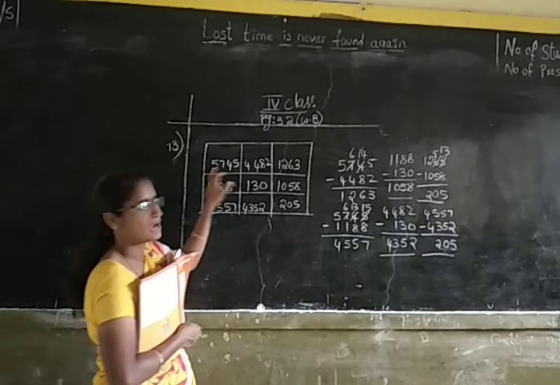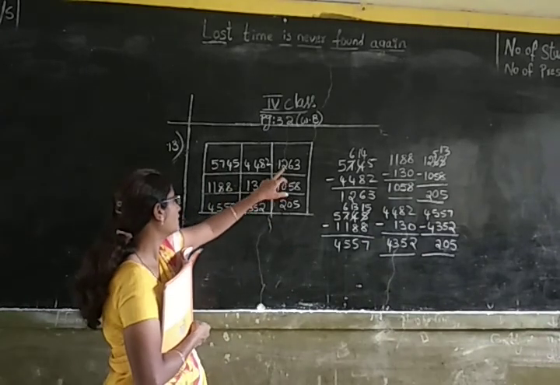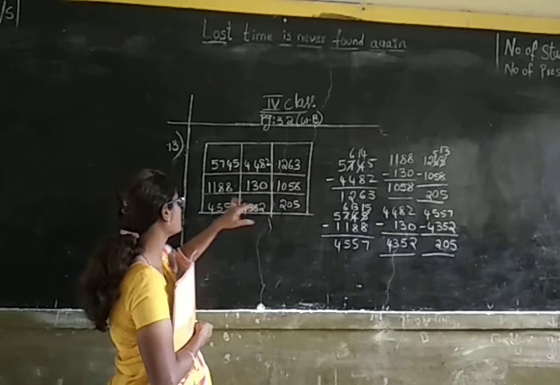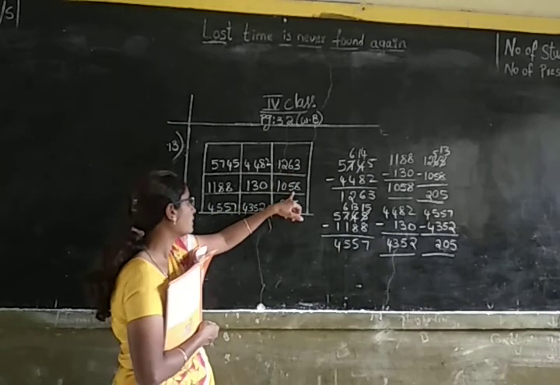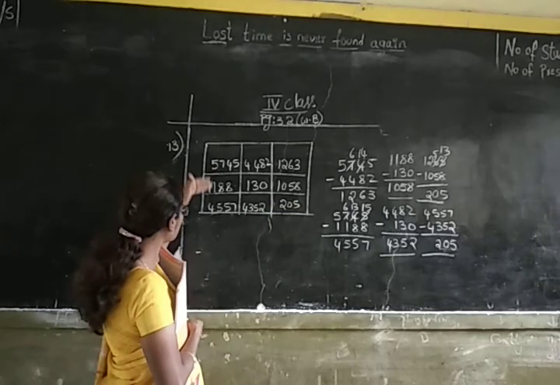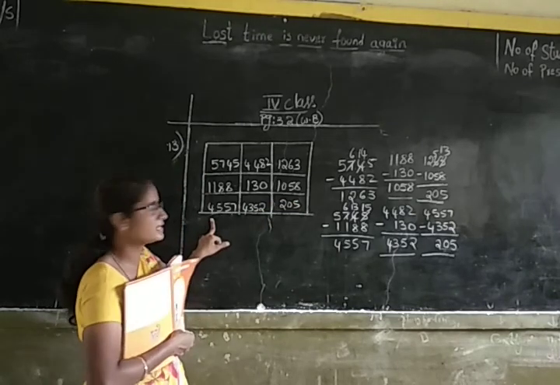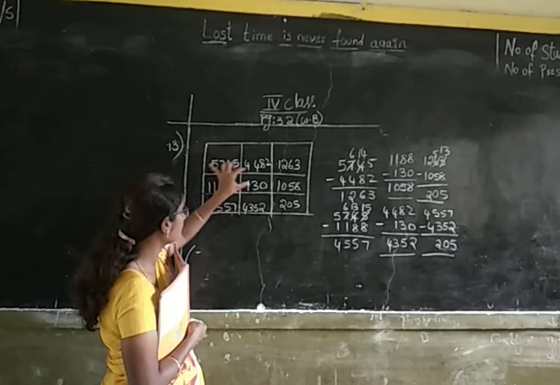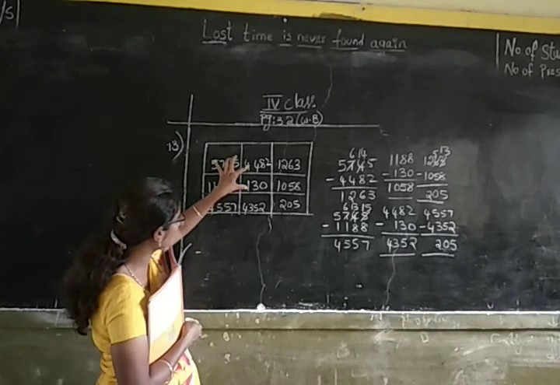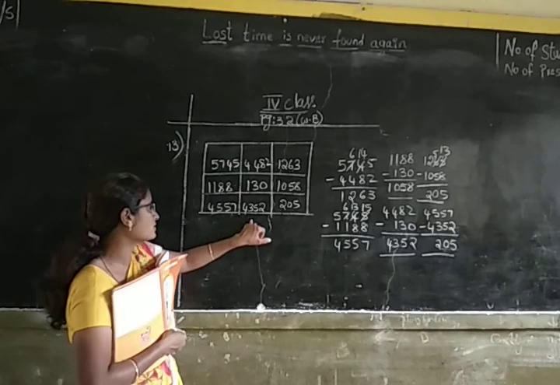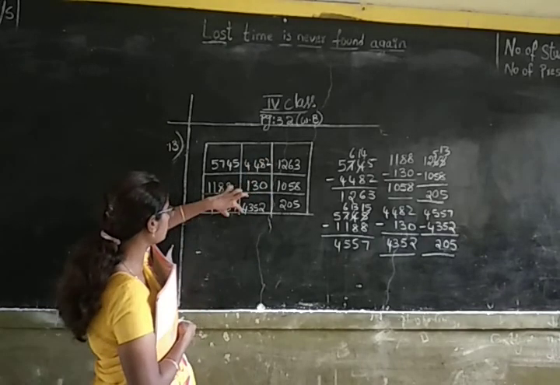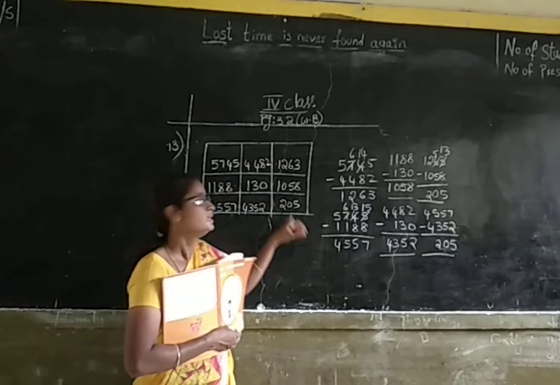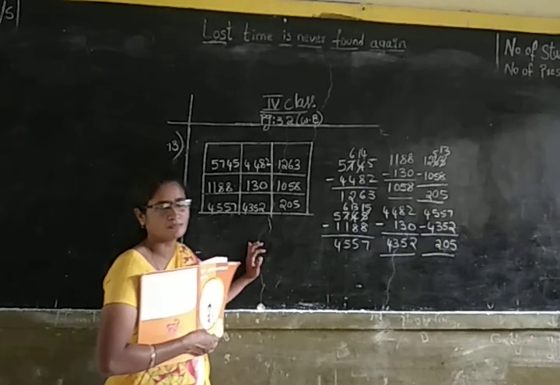So first you have to subtract these two numbers and you will get the answer 1263. Then you have to subtract these two numbers, you will get the answer 1058. Then you have to subtract these two numbers and then you will get 4557. After that you have to subtract these two numbers and you will get 4352. When you subtract these two numbers and these two numbers, you should get the same answer. Here we got the same answer. So the sum is correct.